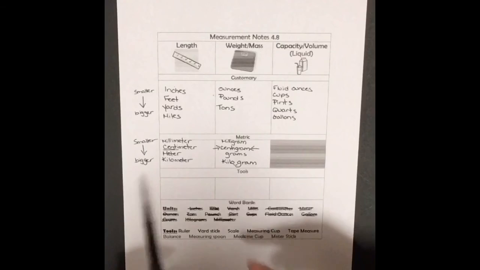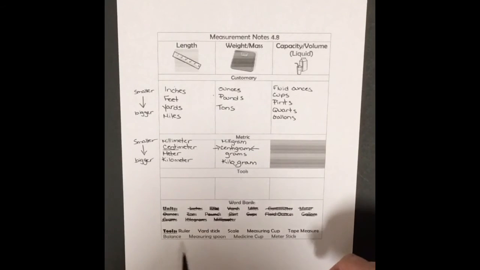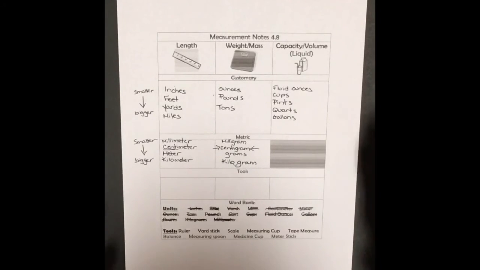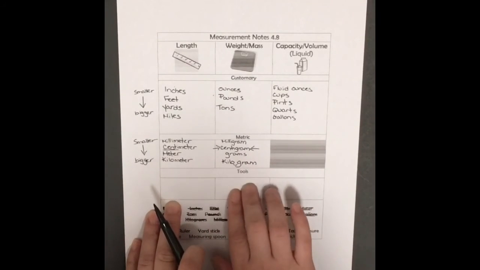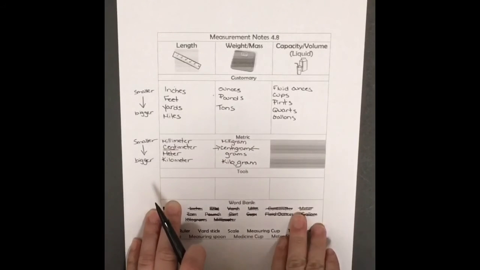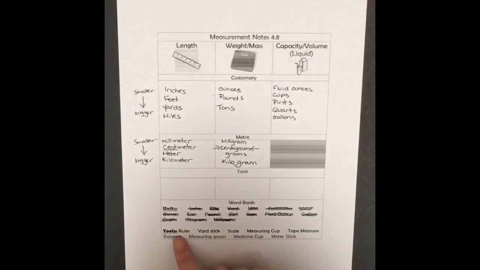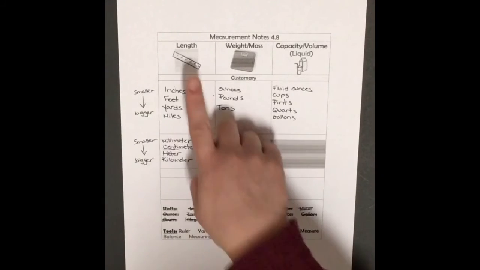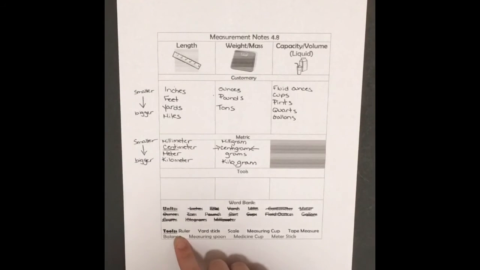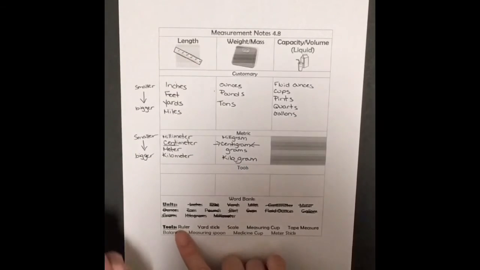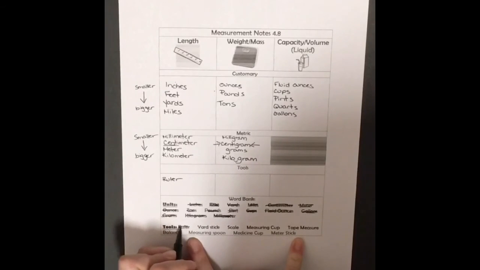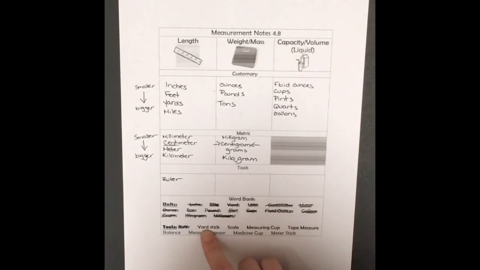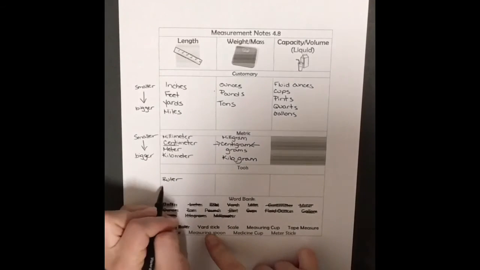So now we're going to go down to tools. Now I'll take a look at these different tools, and I want to think about, well, when would I use this tool? Would I use it to measure length of something, weight of something, or capacity, volume of something? First one is a ruler. Well, I see a picture of a ruler, so a ruler I would use to measure length. A yardstick. Well, a yardstick is just a really big ruler, so that's also going to be for length.